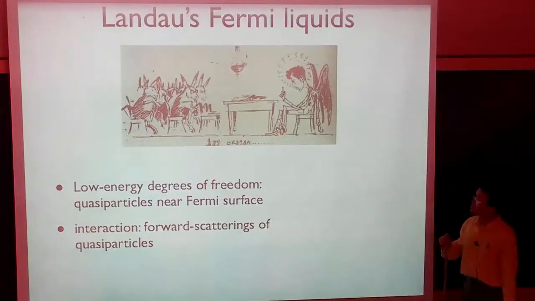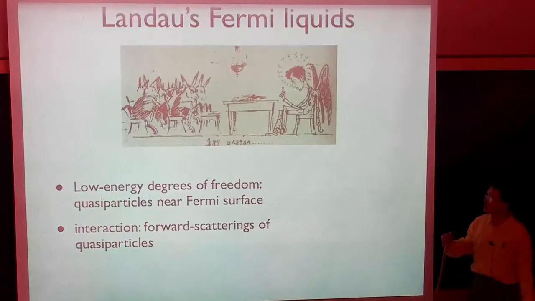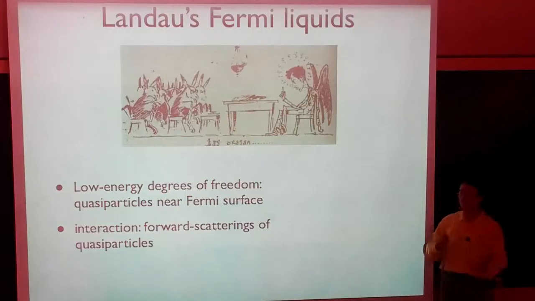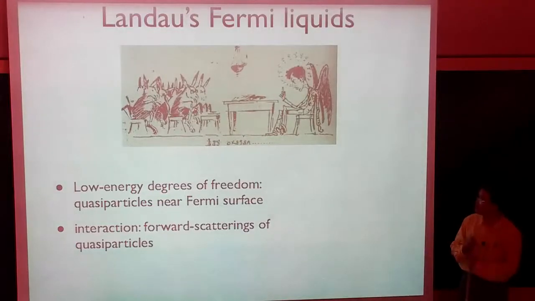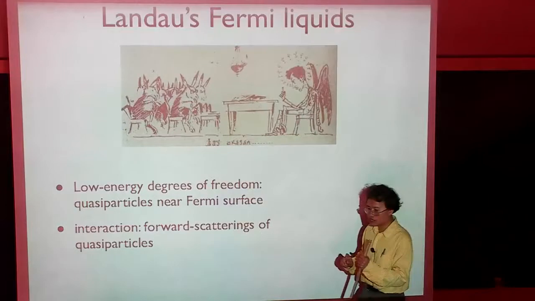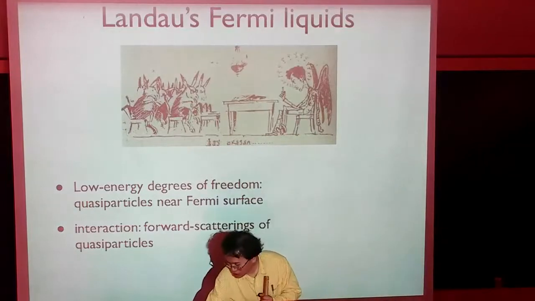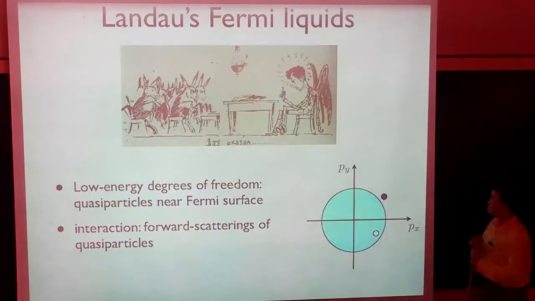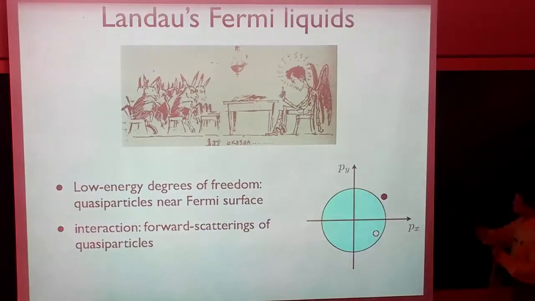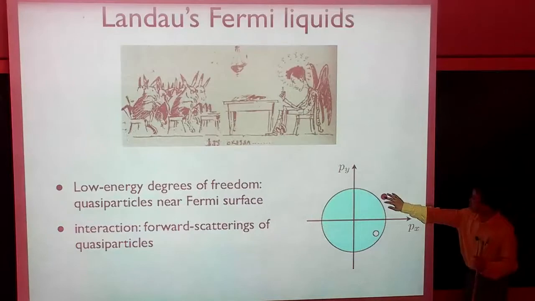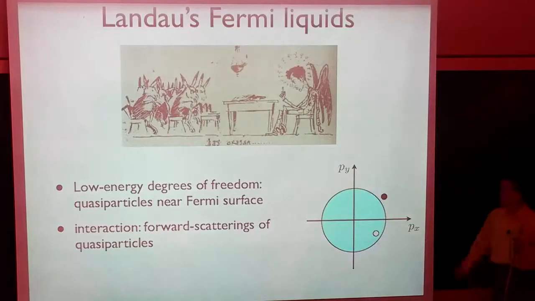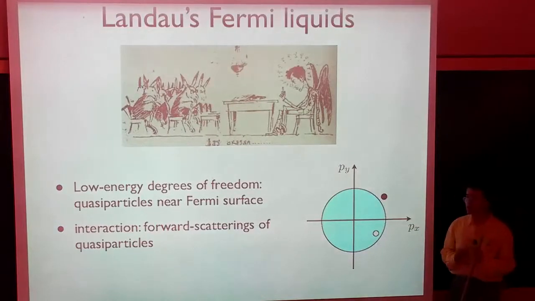So in the case of a system of fermions, in the case of Fermi liquids, these would be quasi-particles near the Fermi surface. And the only interaction that is important in Landau's Fermi liquid theory is the forward scattering of quasi-particles. The quasi-particles can be either quasi-particles above the Fermi surface or quasi-holes below the Fermi surface, and they can only interact by forward scattering.